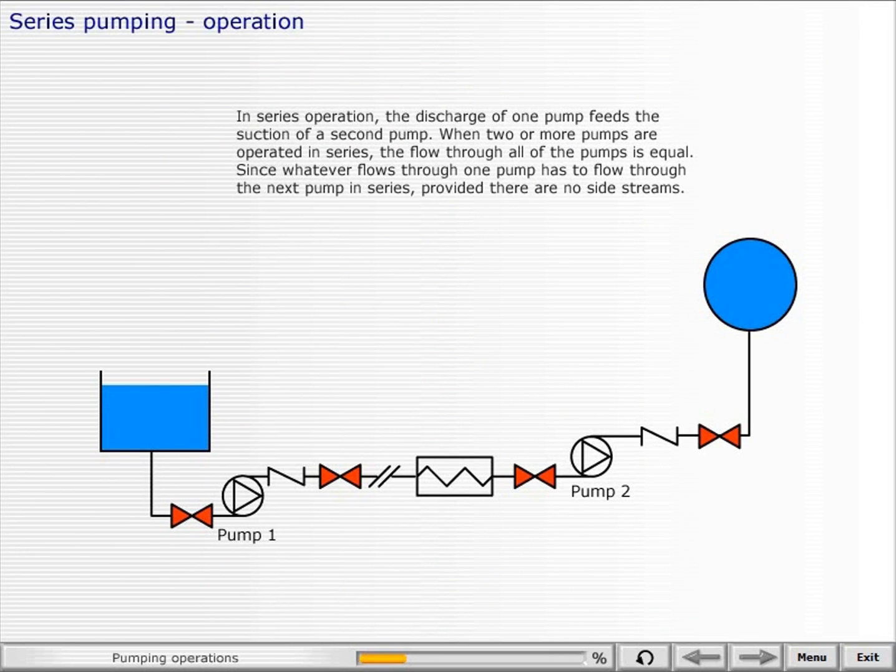In series operation, the discharge of one pump feeds the suction of a second pump. When two or more pumps are operated in series, the flow through all of the pumps is equal, since whatever flows through one pump has to flow through the next pump in series, provided there are no side streams.